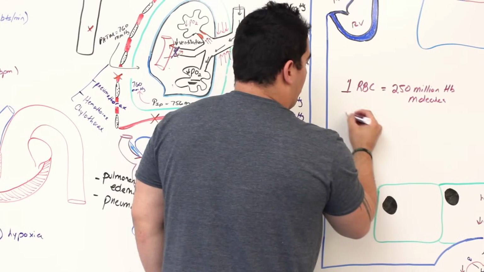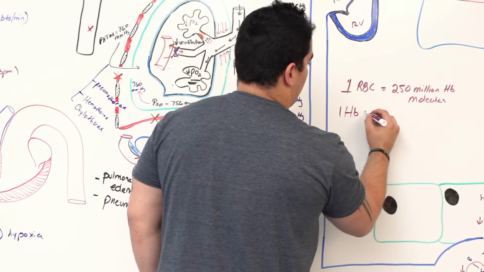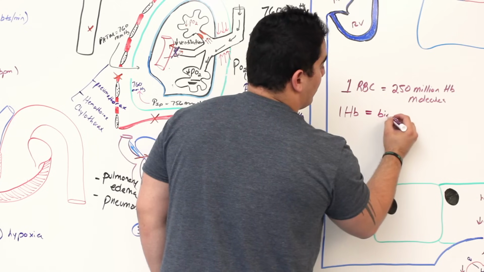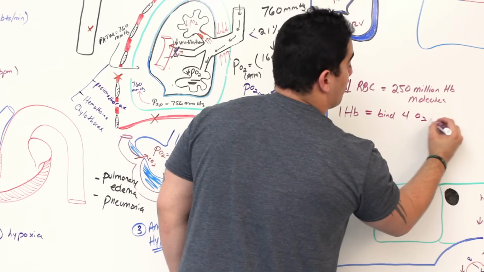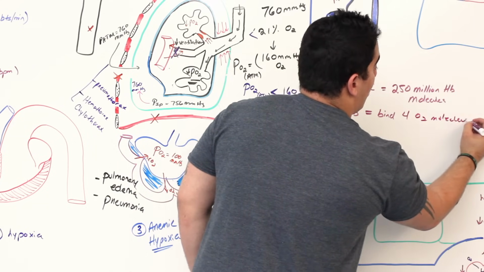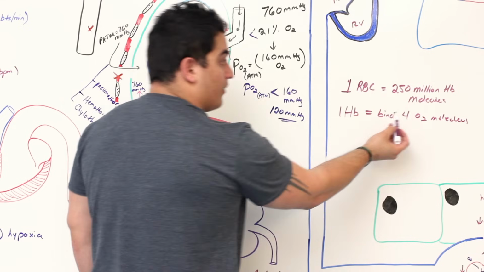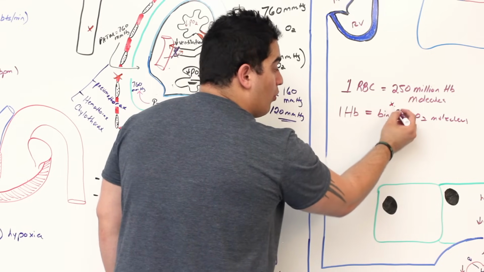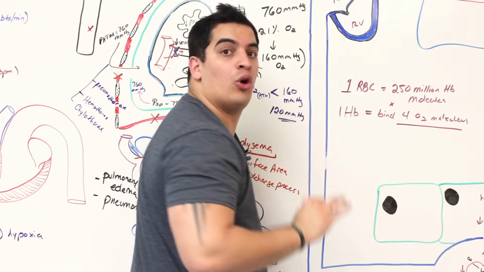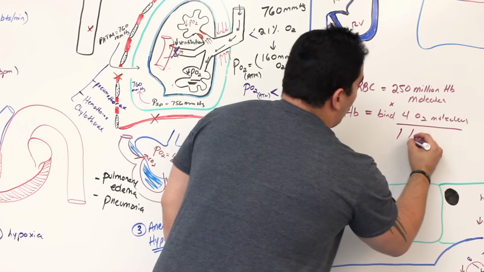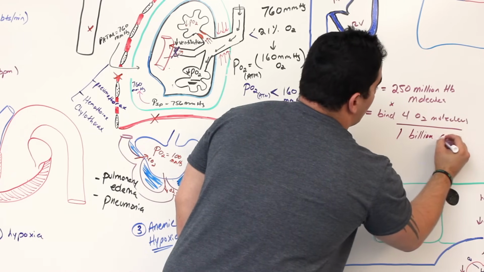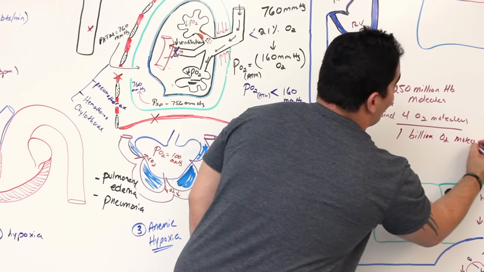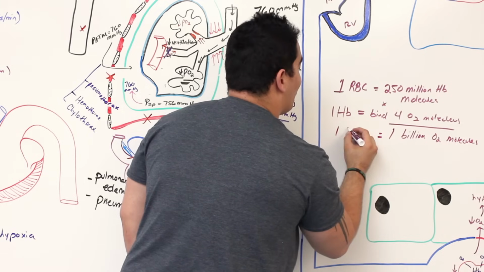One hemoglobin molecule can actually bind 4 oxygen molecules. That means in one red blood cell that consists of 250 million hemoglobin molecules, what is 250 million times 4? 1 billion. 1 billion oxygen molecules. For what? For one red blood cell.